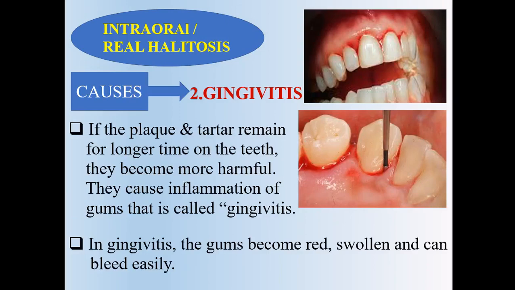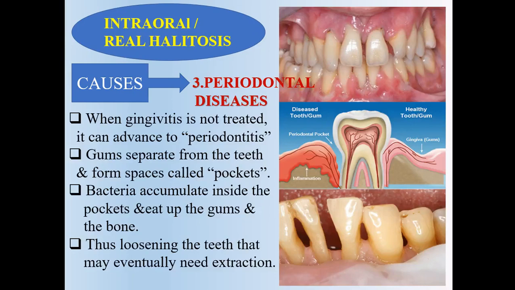Gingivitis. If the plaque and tartar remain for a longer time on teeth, they become more harmful. They cause inflammation of gums, and that is called gingivitis. In gingivitis, the gums become red, swollen, and can bleed easily. Periodontitis. When gingivitis is not treated in time, it can advance to periodontitis.